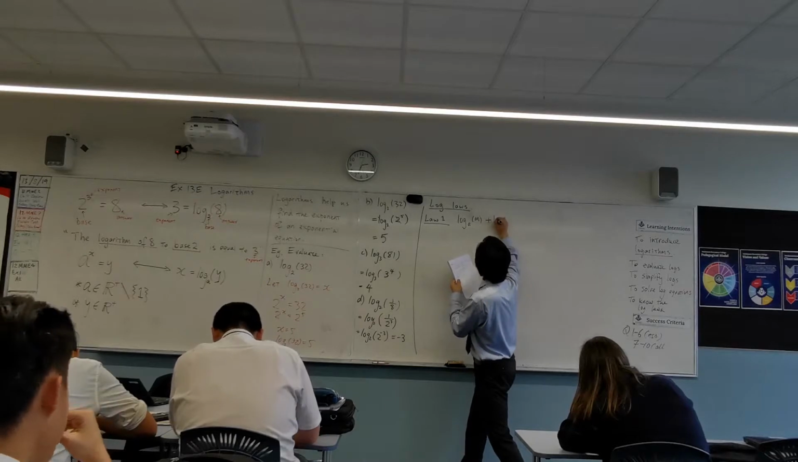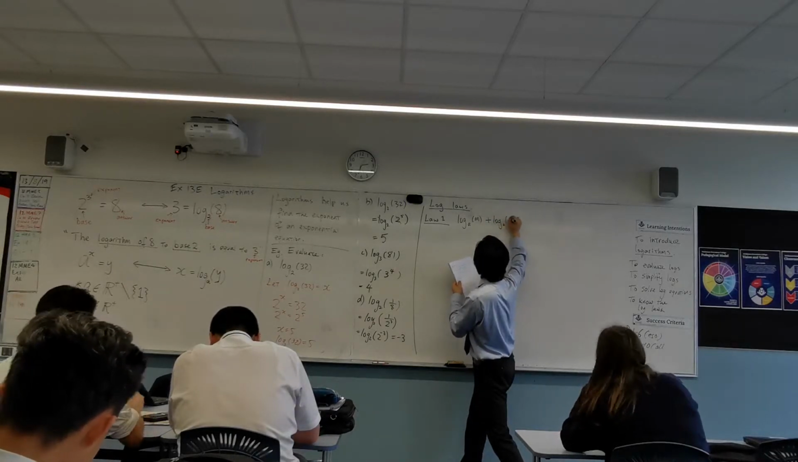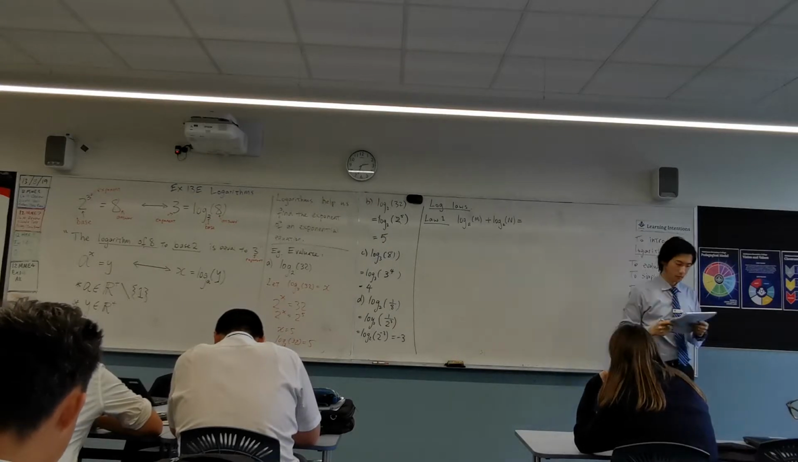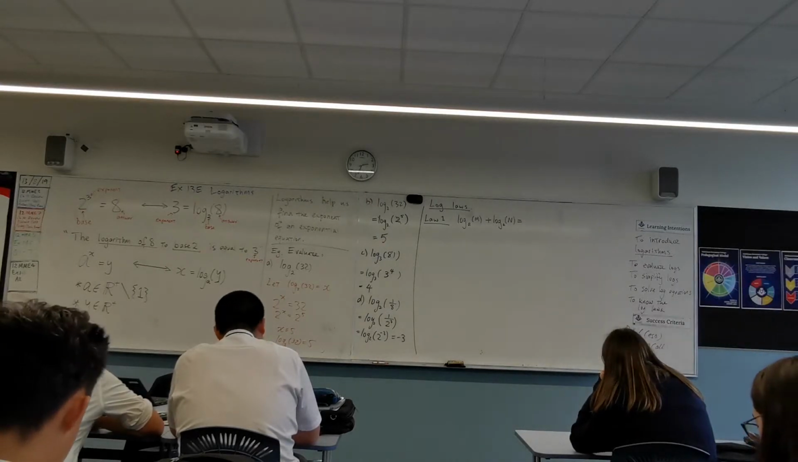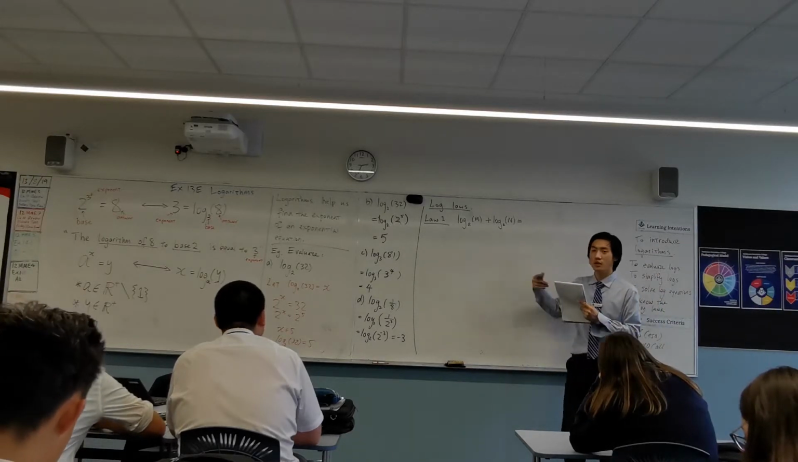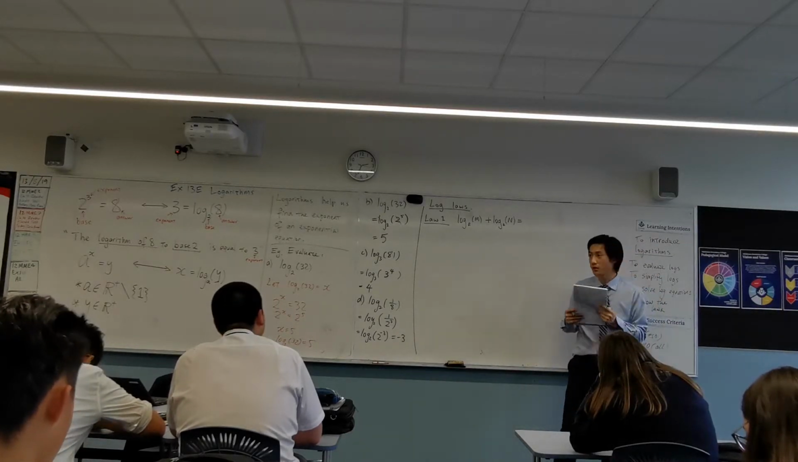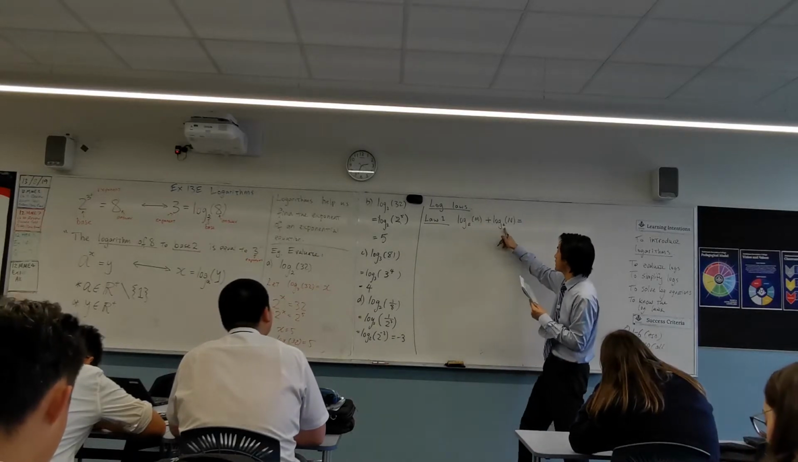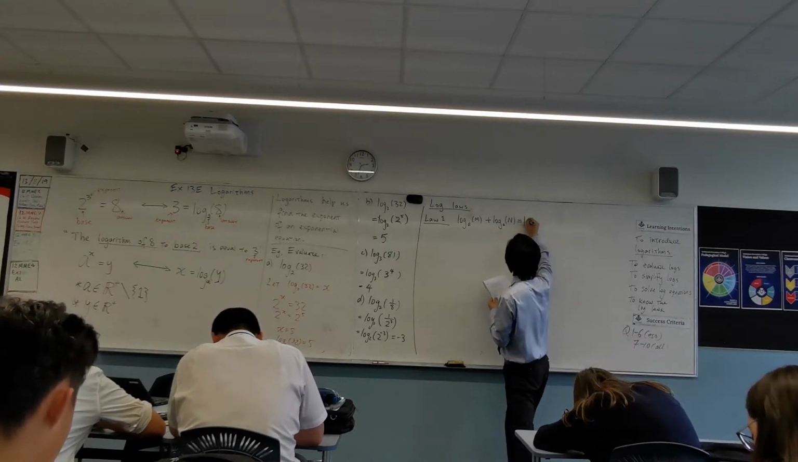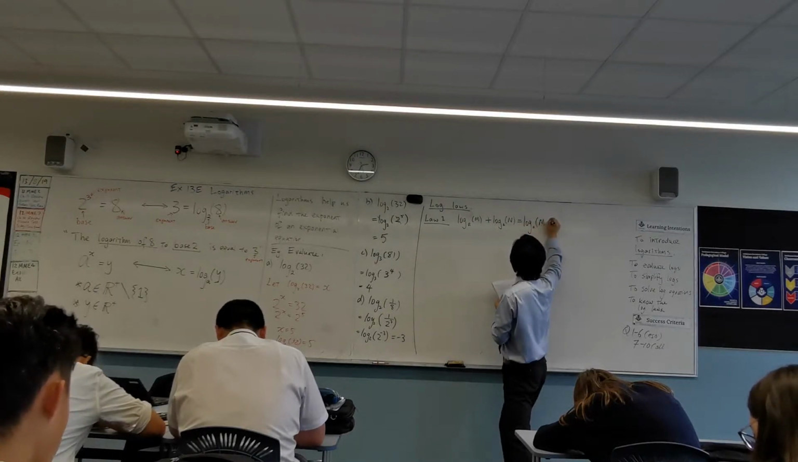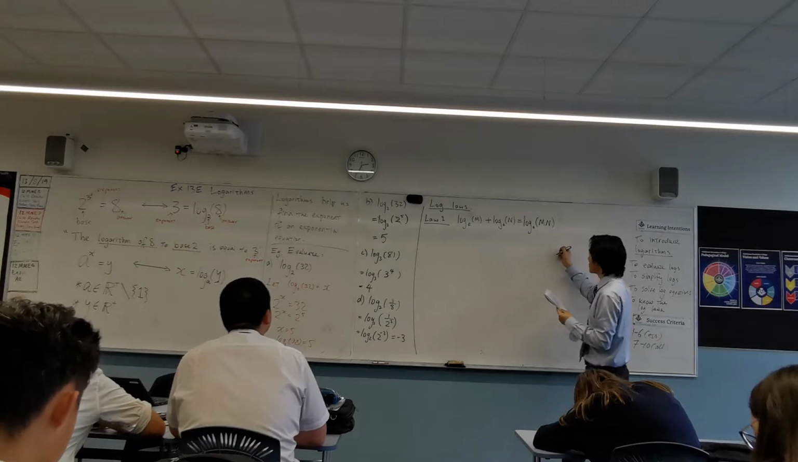And law 1 is what happens when we are adding together 2 logarithms. Now notice that both of these logarithms have the same base. The only time when you can add or subtract logs, or even use any log law is when you've got the same base. Now the result of this is the same as log base A of the product of their answers.